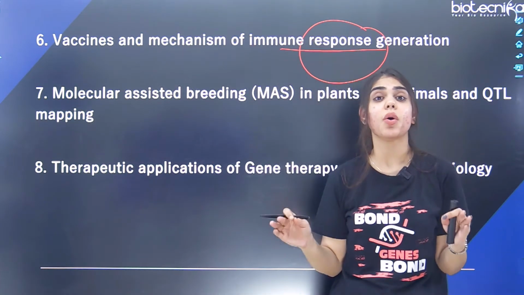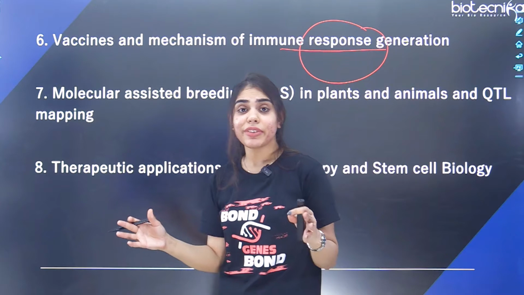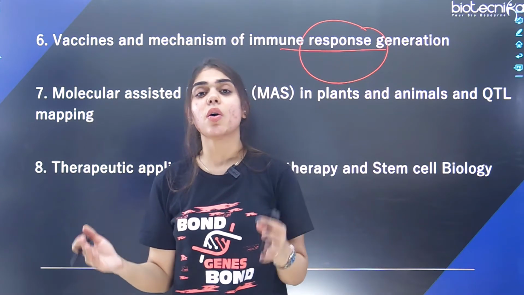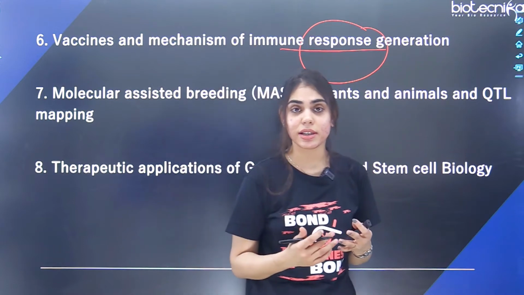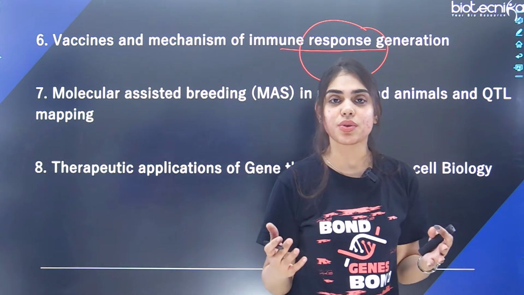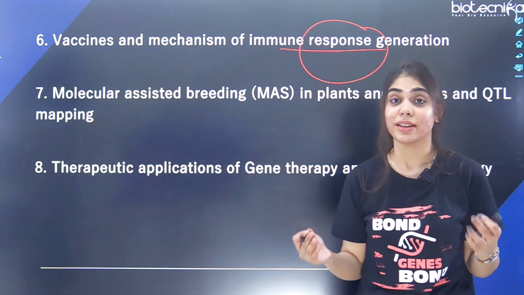So here you need to only learn about the significance, how they are prepared, and also the examples. What are the examples of live attenuated vaccine, inactivated vaccine, toxoid vaccine? So like this, you have to cover this topic.